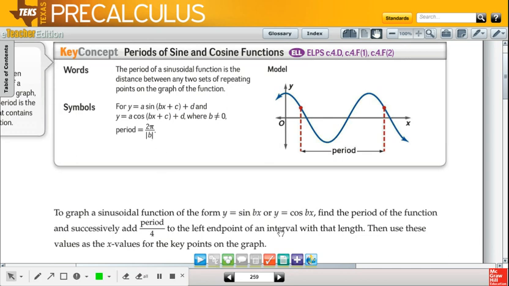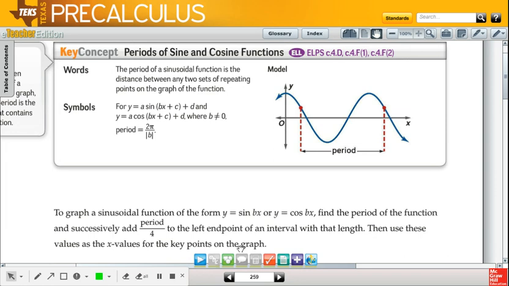Now, there's a little bit of information about periods of sine and cosine functions. To graph a sinusoidal function of the form y equals sine of bx and y equals cosine of bx, find the period of the function and successively add period over 4. So what period you find, you divide it by 4 and add it to the left endpoint of an interval with that length. Then use these values as the x values for the key points on the graph.